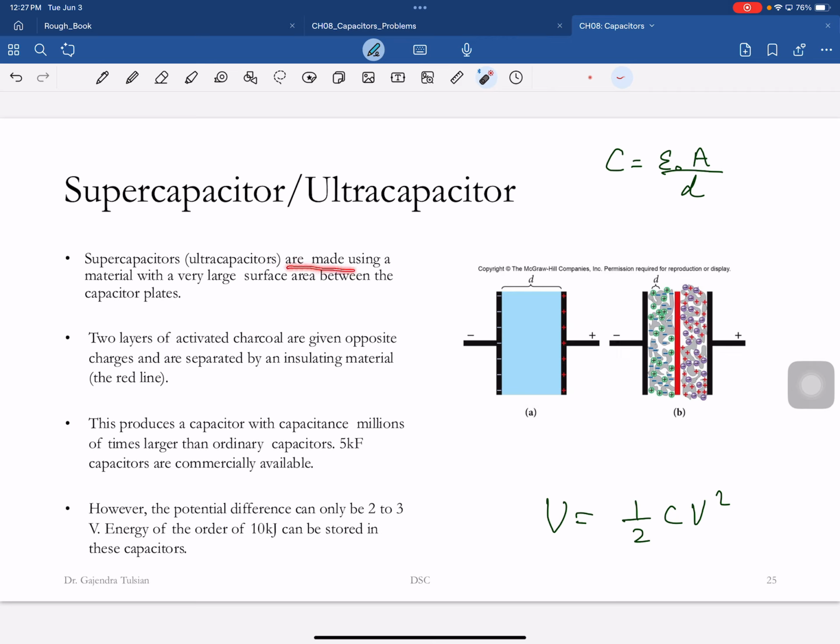So supercapacitors are made using a material with very large surface area between the capacitor plates. 2 layers of activated charcoal are given opposite charges and separated by an insulating material. So the activated charcoal is your plate. The surface area of all those particles is the area of your plate. Is activated charcoal considered metal? Yeah, I guess so. Actually, what is charcoal? It's just carbon, right? Okay, charcoal is carbon, yeah. Okay.